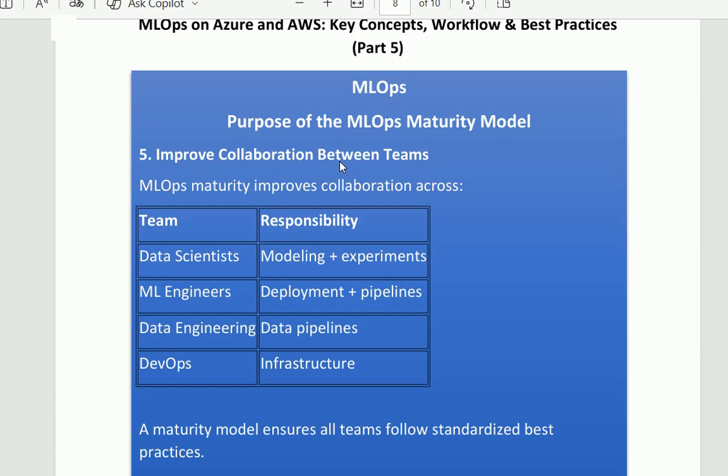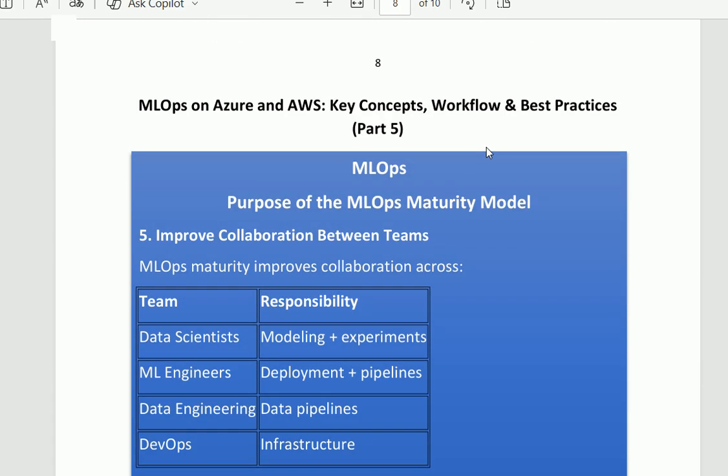The next one is improved collaboration between teams. When we implement a maturity model for MLOps, the fifth thing that we achieve is collaboration between teams. The MLOps maturity model improves collaboration across the data scientist team, with modeling plus experiments, the ML engineer, with deployment and pipeline, the data engineer, with data pipeline, and DevOps, with infrastructure.